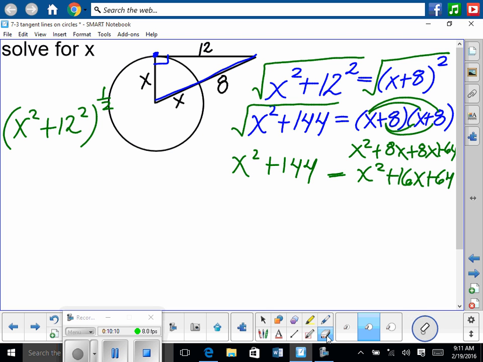Okay. Sweet. So from here, we'll go through and solve for x algebraically. So I'm going to bring my x squareds together.